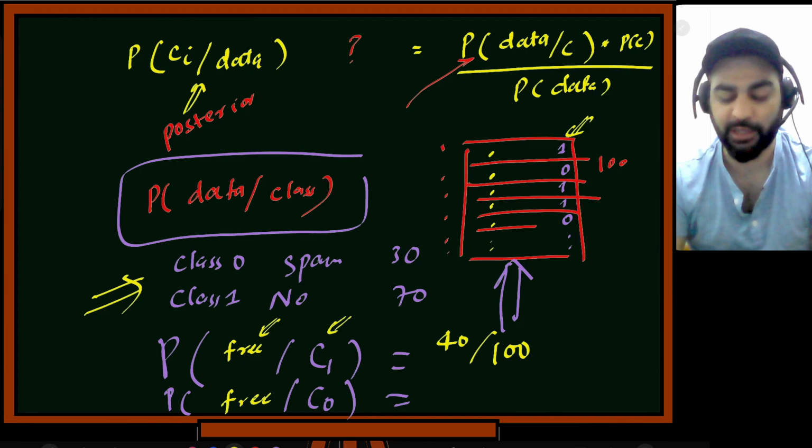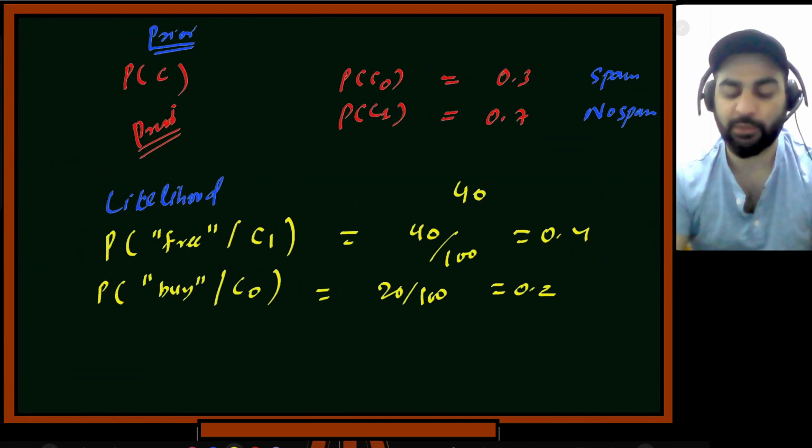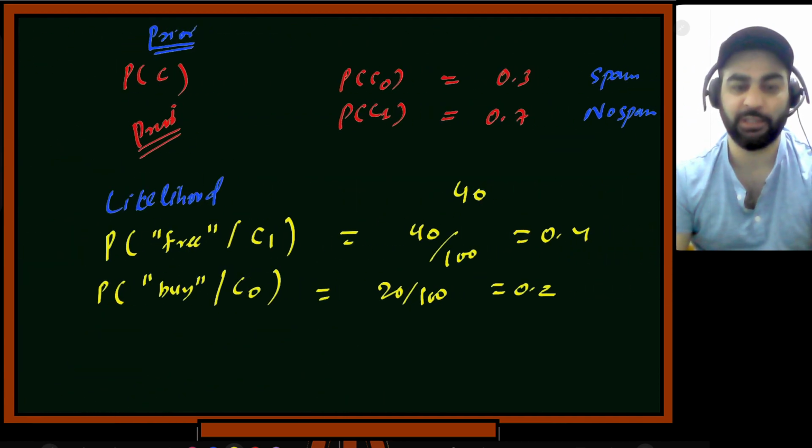What's the meaning of posterior? What's the meaning of likelihood? And what's the meaning of prior? Is everybody clear on these three at least?